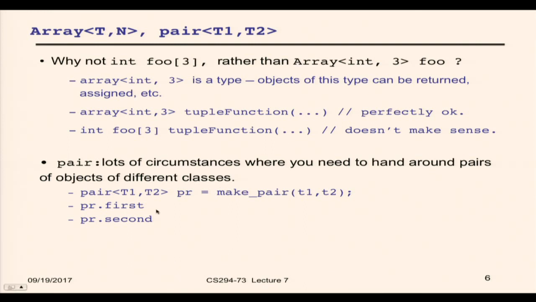How do you get access to what's in the pair? Well, pair has a member data first and a member data second. So that's how you find out what's in the pair. It's a handy thing to have, particularly when what you need to do is return 2 things rather than 1 thing.